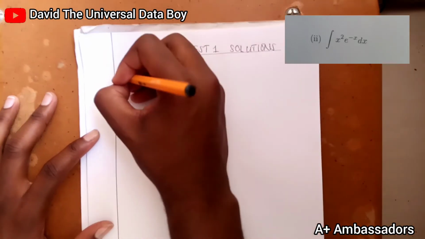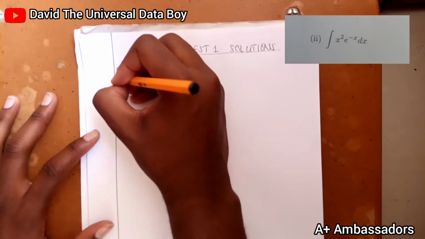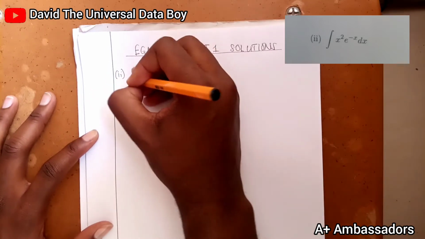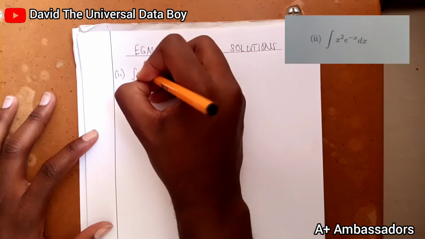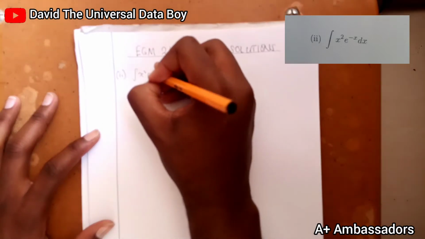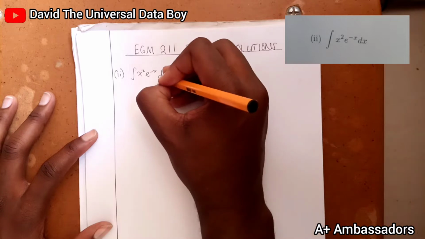We are still on integration by parts. So that's question 3, Roman numeral 2. We are being told to find the integral of x squared e to the power negative x dx.